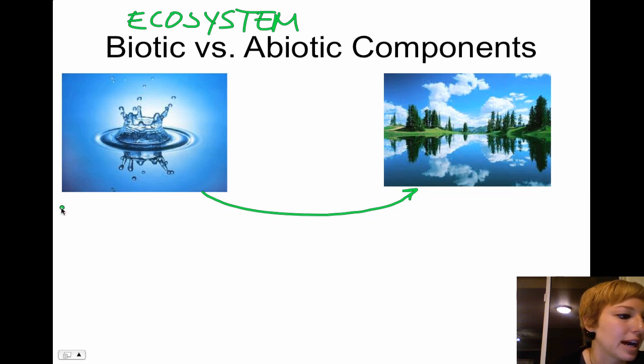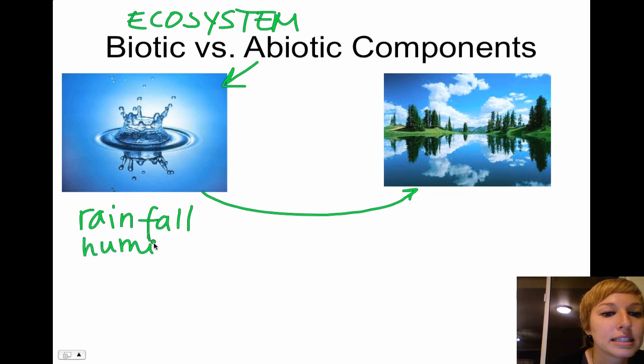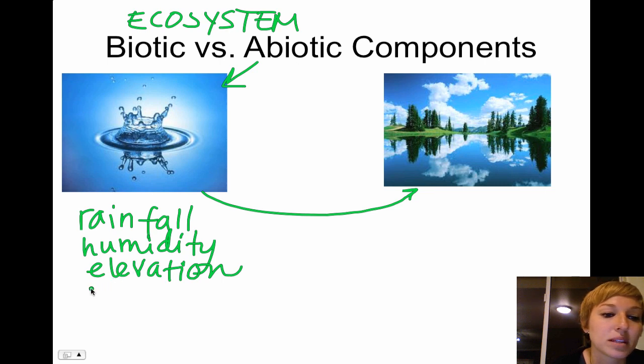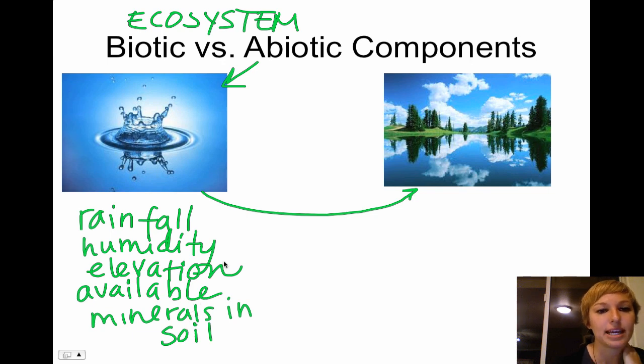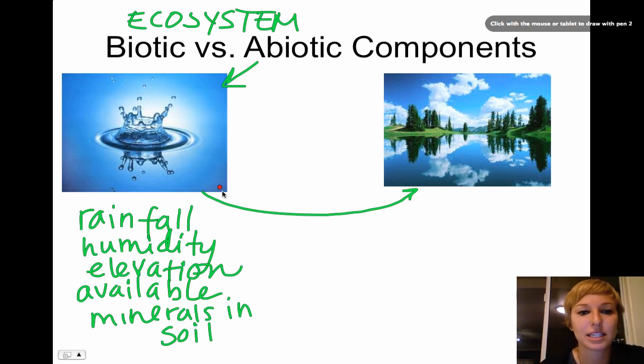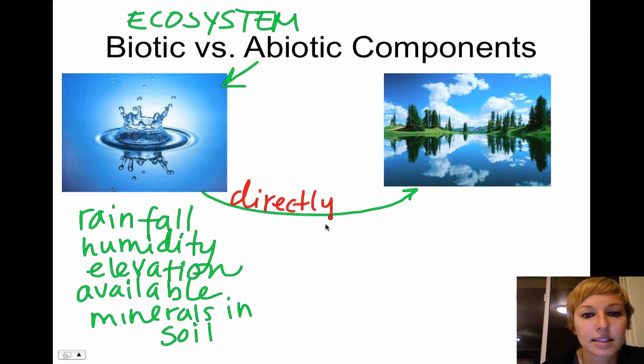So our abiotic factors that we look at are things like rainfall. So this right here is abiotic. So rainfall, what is the humidity, what's the elevation, so this is kind of like overall climate, but it's also looking at the soil type. So what are the available minerals in the soil? And this can also take into account metals that are found in soil. And given these things, these abiotic factors, they directly affect the biotic factors.